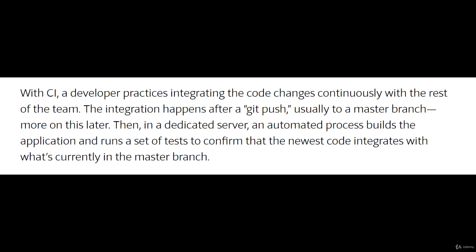With CI, a developer practices integrating code changes continuously with the rest of the team. The integration happens after a git push, usually to the master branch, more on this later. Then, on a dedicated server, an automated process builds the application and runs a set of tests to confirm that the newest code integrates with what is currently in the master branch.